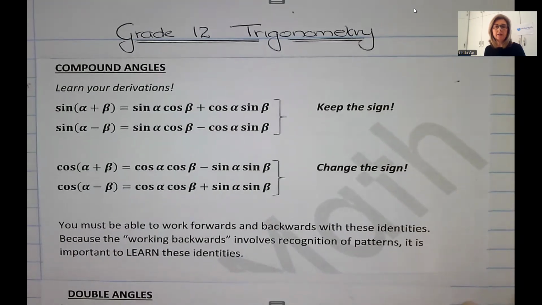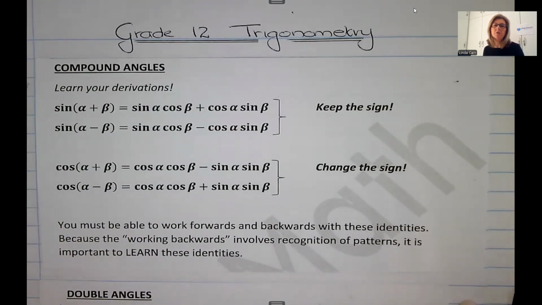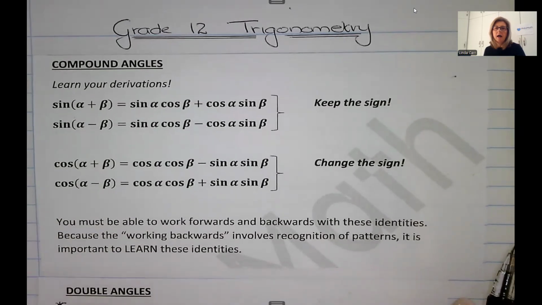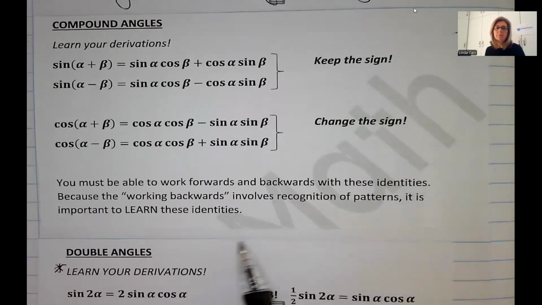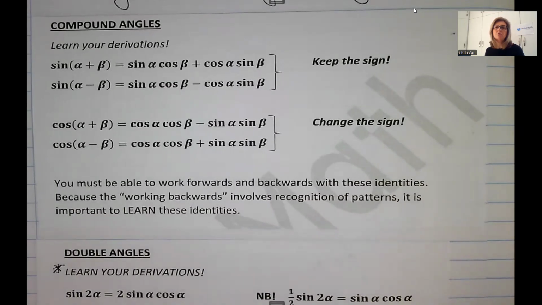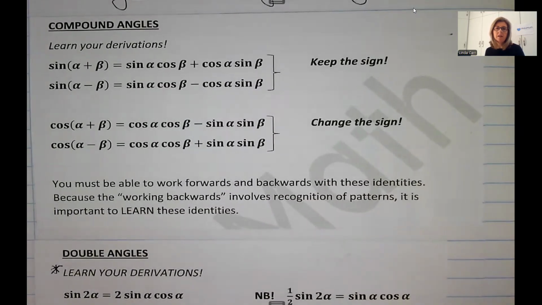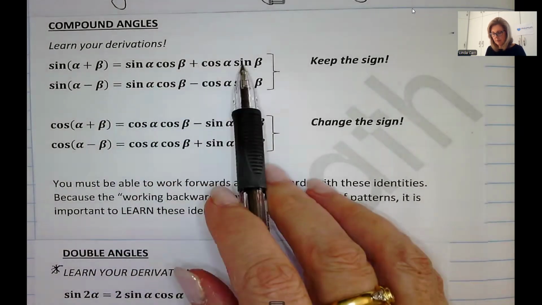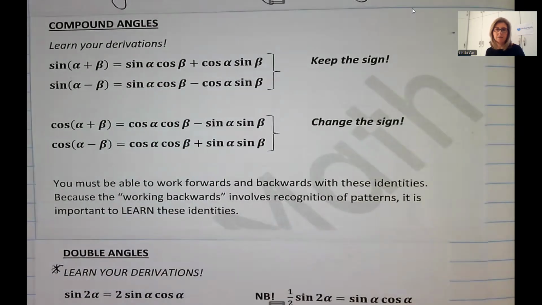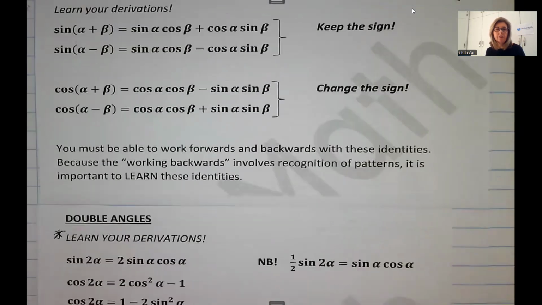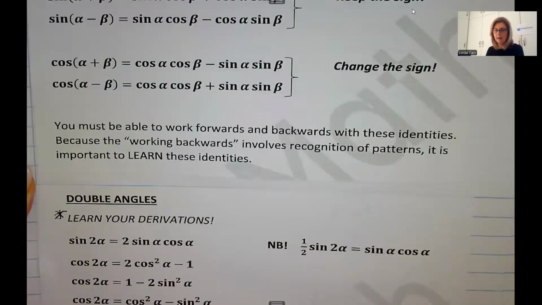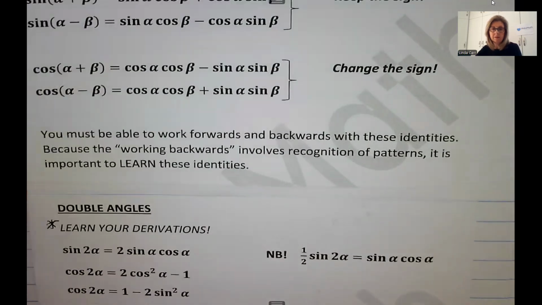And we need to be able to derive 3 of these 4 compound angle identities, but we'll keep those derivations as a separate video. I've advised that you must be able to work forwards and backwards with these identities. So don't just rely on your formula sheet. Make sure that you can actually recognize the sine cos sine, or the cos cos sine sine. Okay. Then we went on to the double angle identities, and these are all derived from your compound angle identity.